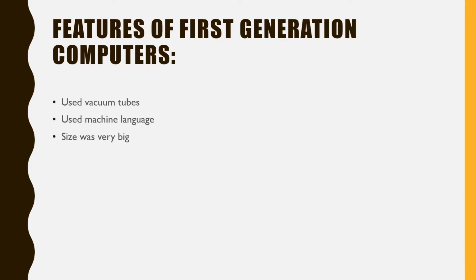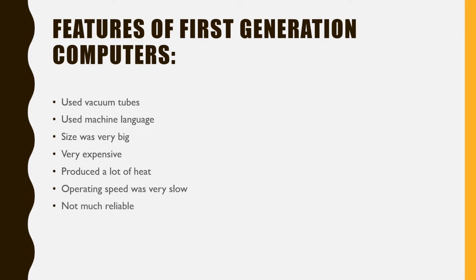And once again, regarding the size, they have mentioned the size was very big. And then the next point will be it was very expensive. And then they also produced a lot of heat. Now we will move on to the next point, that is regarding the operating speed. Whatever operation or action we do with the first generation computers, the speed was very slow.